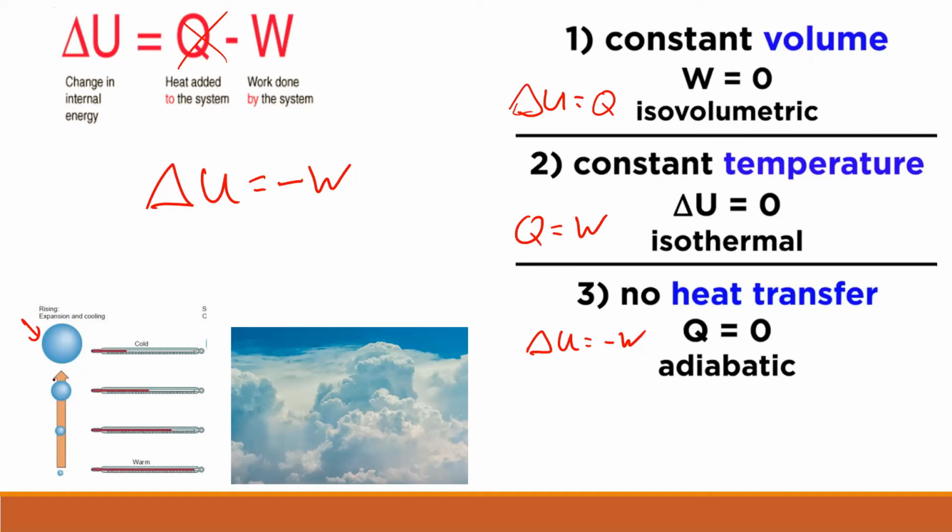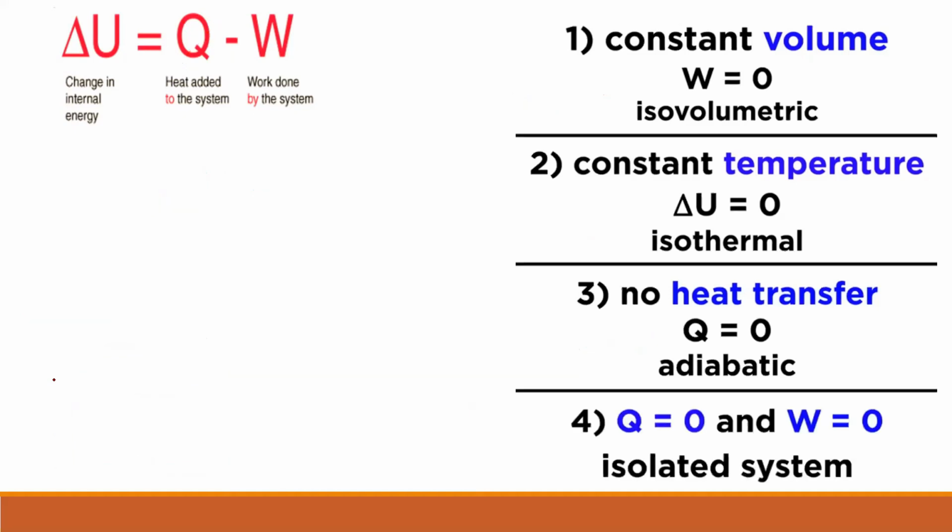The last of our 4 types is when Q is 0 and W is 0. Writing these down again: for the first one, delta U equals Q. This one, delta U equals negative W. This one, Q equals W. And this one, delta U equals 0.